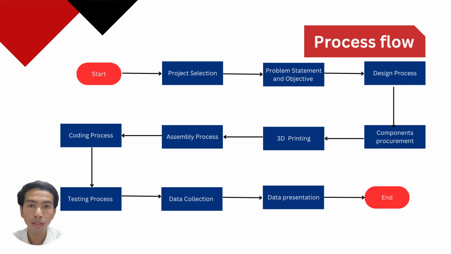Next, we assemble the slider crank mechanism using the required components and 3D printing parts, following the design specification. For coding process, we use Arduino programming language to code necessary instruction to control the prototype. Testing process is where we conduct a test to ensure the assembled prototype functionality. For data collection, we conducted experiment to collect data and evaluate performance of the prototype.